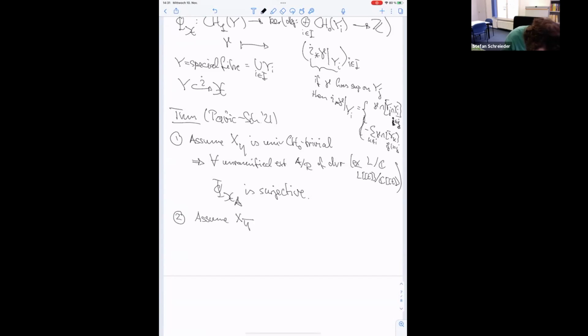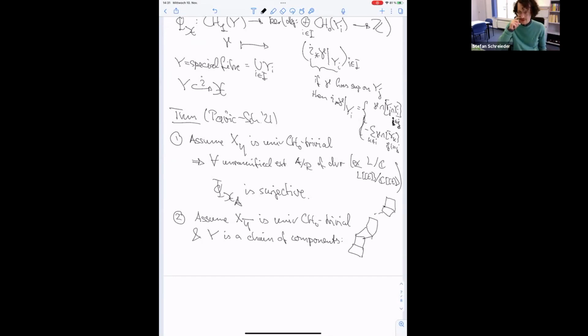So if the geometric generic fiber is universally CH0 not trivial, and then I need to assume that the special fiber is a chain of components. So the dual graph is really a line. So it looks like this. There's one component, another component, and so on. Yeah, so the simplest non-trivial case that you can imagine.